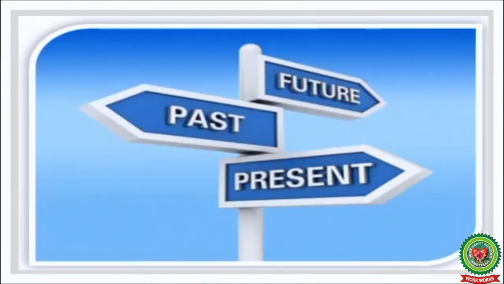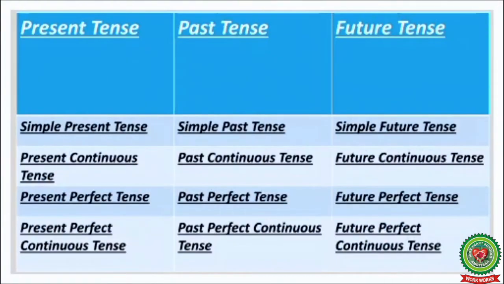There are three tenses: present, past, and future. They are further divided into four types. In the present tense, the subtypes are simple present tense, present continuous tense, present perfect tense, present perfect continuous tense.